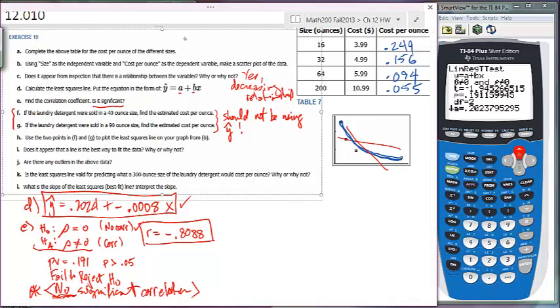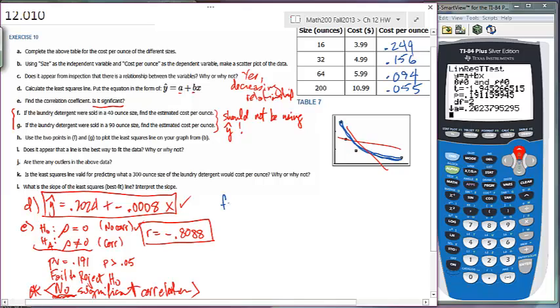So let's use a different color for this. For F, 40 ounces, we want to get the cost per ounce to equal 0.2024 plus negative 0.0008x. Well, instead of x, you actually will be putting in this 40 ounces. And then likewise for the next problem, we're putting in 90 ounces.